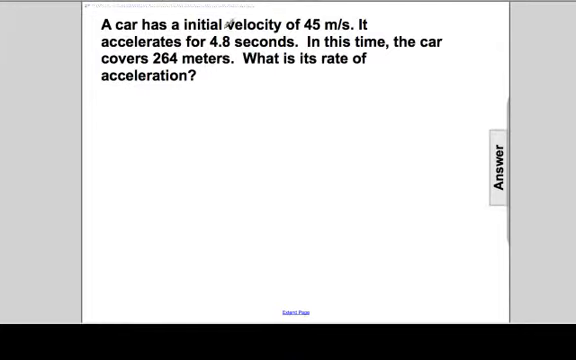Alright, in this problem we have a car that starts off with an initial velocity. It's moving at a rate of 45 meters per second. It accelerates for some period of time, covering some displacement, a delta x of 264 meters. What is the rate of acceleration?